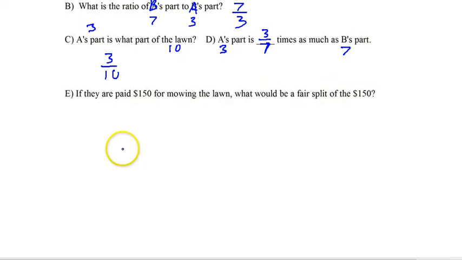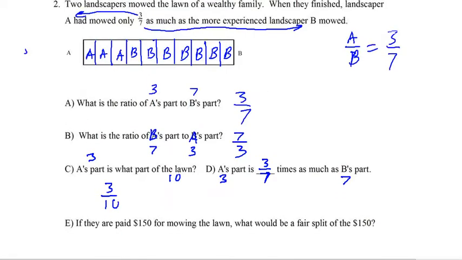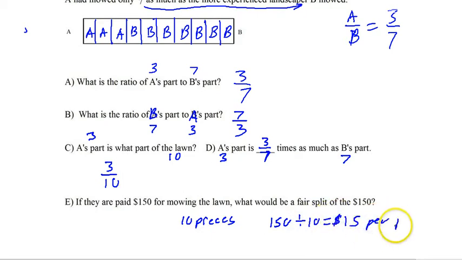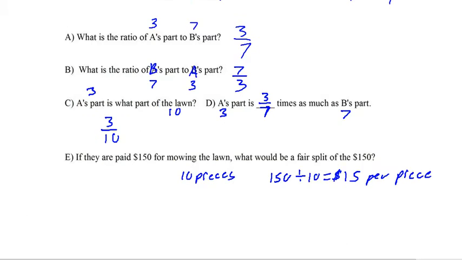So think about it. If they were paid $150 for mowing the lawn, what would be a fair split of the 150? Well, you would use the ratio, right? How many total pieces are there? There's 10 pieces. So that means if you take 150, divide it by 10, you should get $15 per piece. Well, using the ratio, which is 3/7, we know that each person should get paid accordingly. So 3 times 15 is 45. This is A to B.